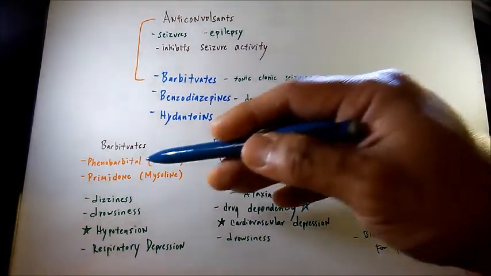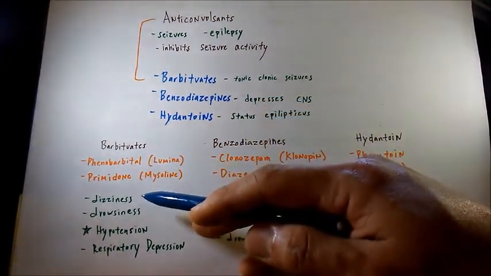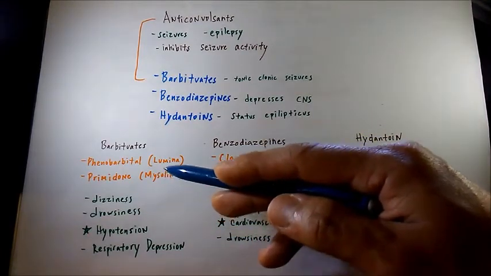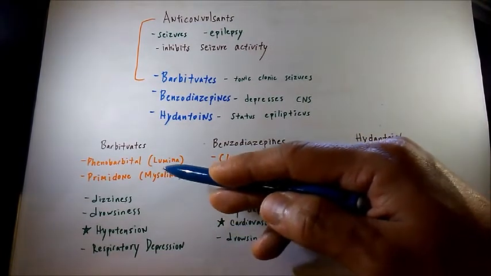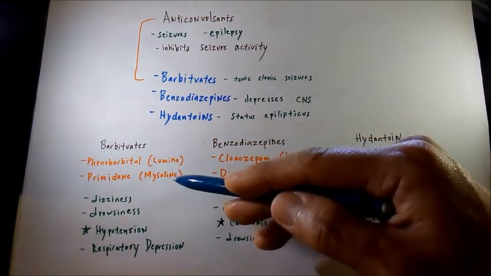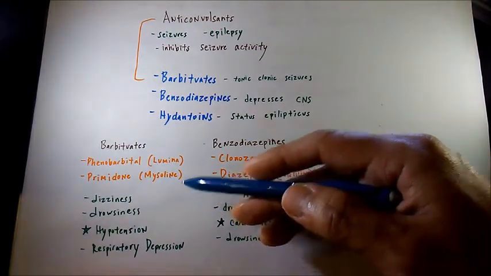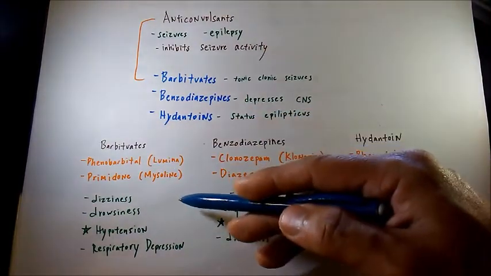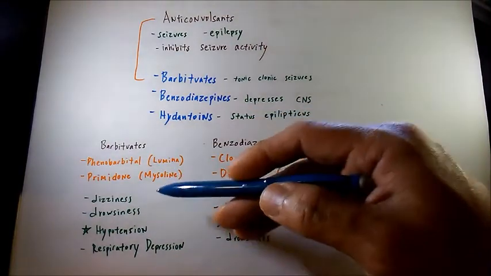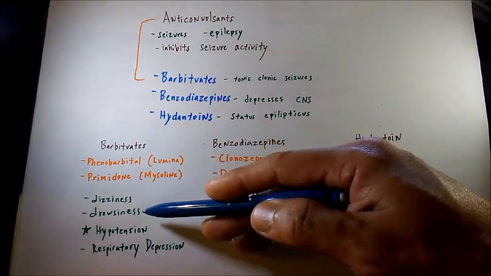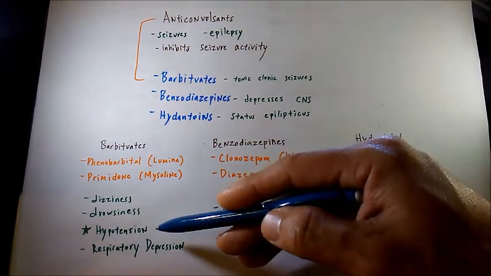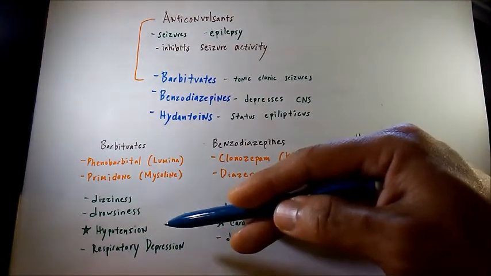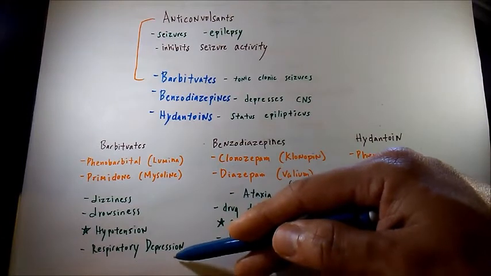Now, with barbiturates, phenobarbital, which is Luminal, and primidone, which is Mysoline, are the most common medications that you will most likely encounter in your NCLEX exam. And barbiturates are actually one of the most effective and widely used anticonvulsants. Now, side effects can include dizziness and drowsiness, and we do need to watch out for hypotension in our patients, since it's a CNS depressant, and respiratory depression.